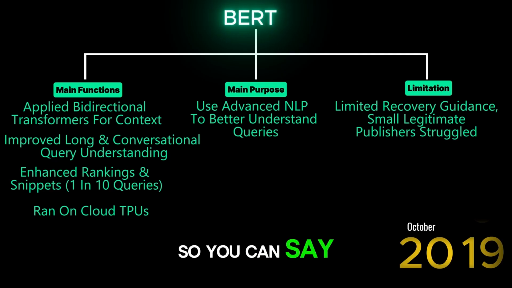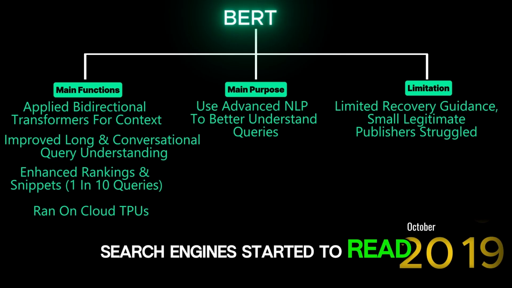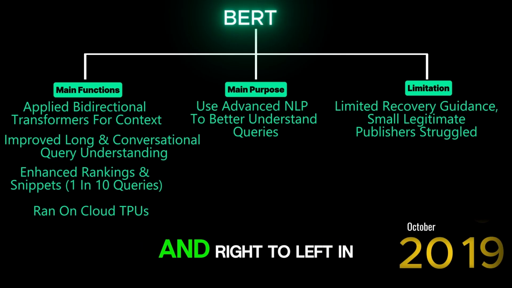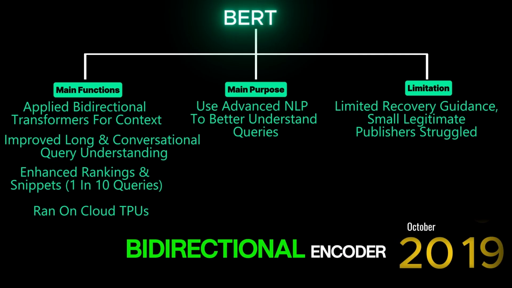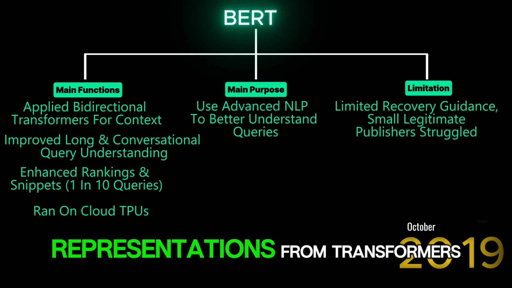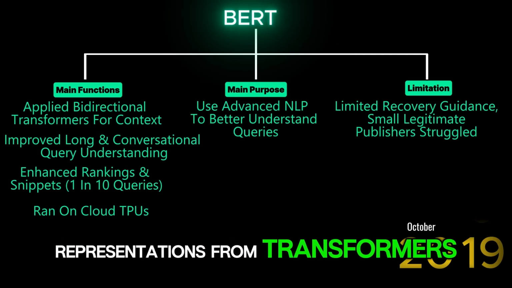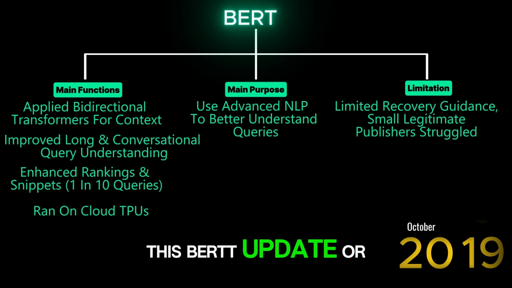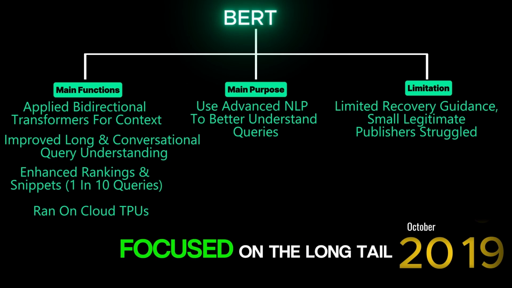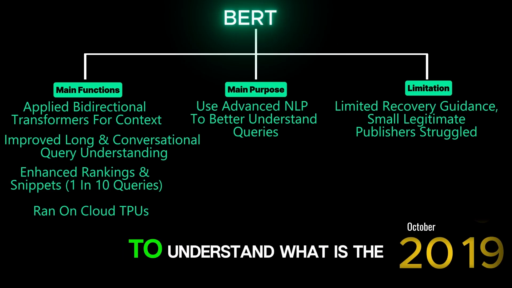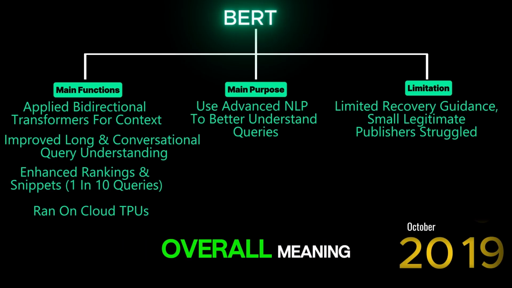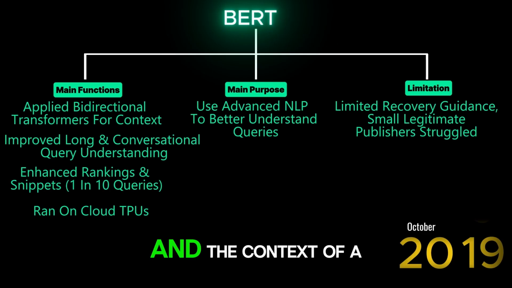So you can say the search engine started to read from left to right and right to left, in both directions. That's why this algorithm was called Bidirectional Encoder Representations from Transformers. This BERT update focused on long tail conversational queries to understand the overall meaning and the context of a search query.